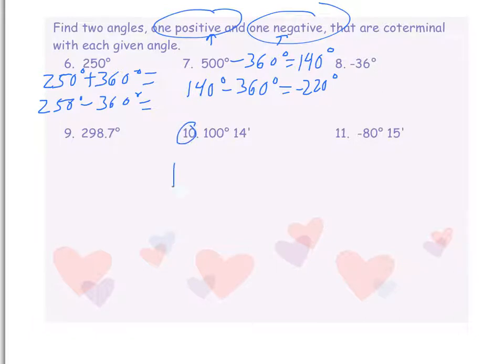On number 10, don't forget that we are not at all interested in doing this when we're in minutes or seconds. Make sure you convert that. That's 100 degrees in 14 minutes.